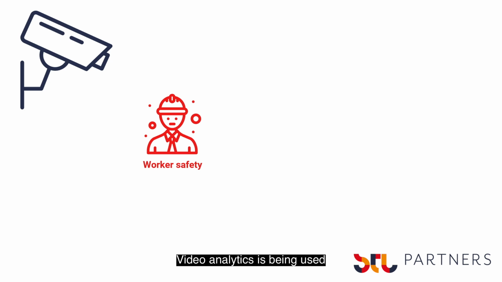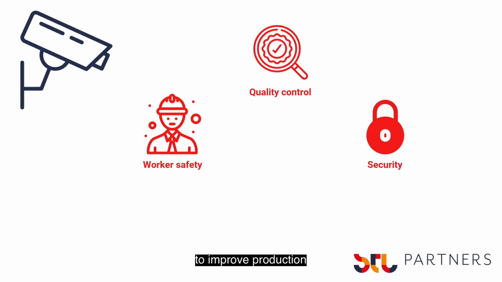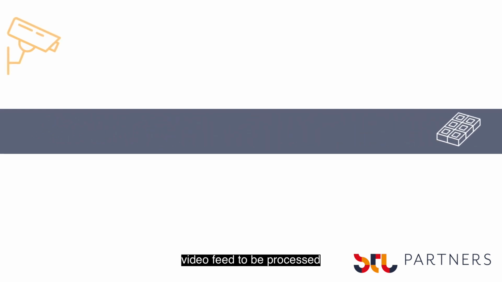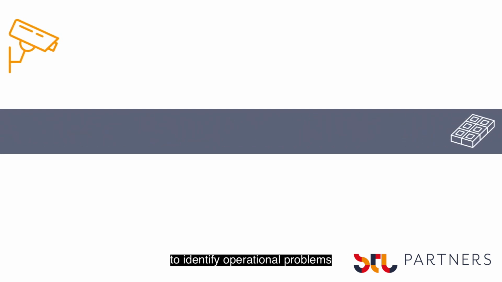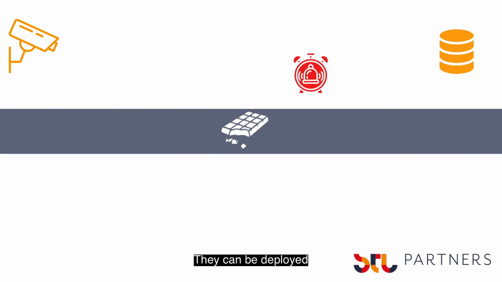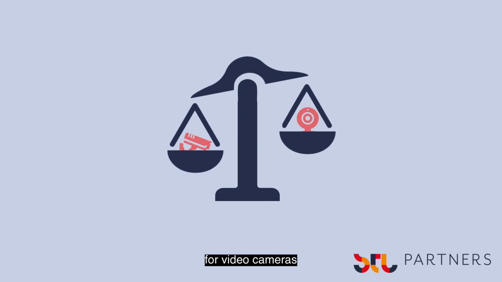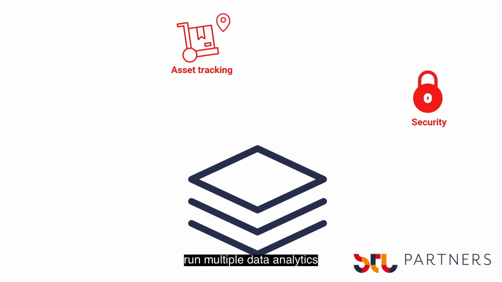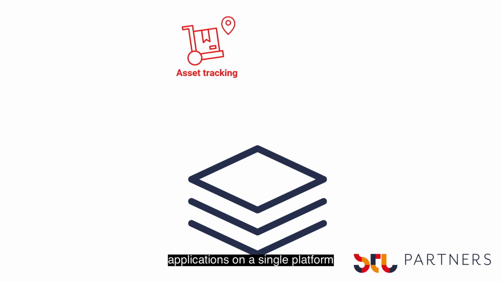Video analytics is being used in industrial environments to improve production and maintenance. These applications allow video feed to be processed to identify operational problems and act on them in real time. They can be deployed at an edge at the industrial site. Edge makes it possible for video cameras to be much lighter. Also, it helps enterprises run multiple data analytics applications on a single platform.